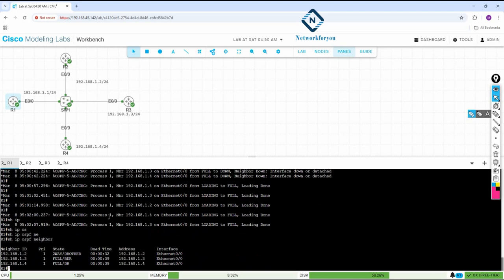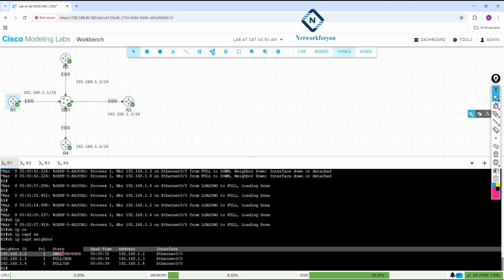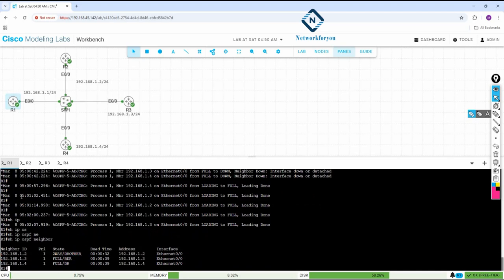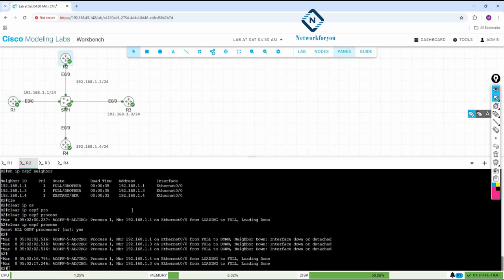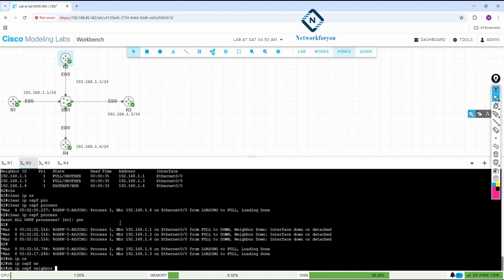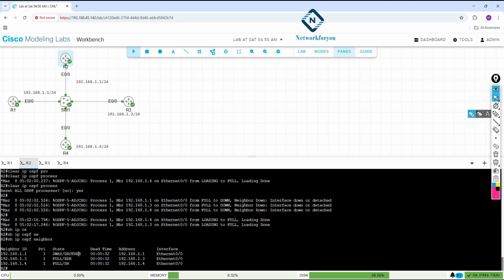Now you see it is correct. R4 became the DR, R3 became the BDR, and R1 became the DR other. And if you want to check R1, you can go to any other router and write show ip ospf neighbor, and you will get R1 information here. R1 became the DR other.